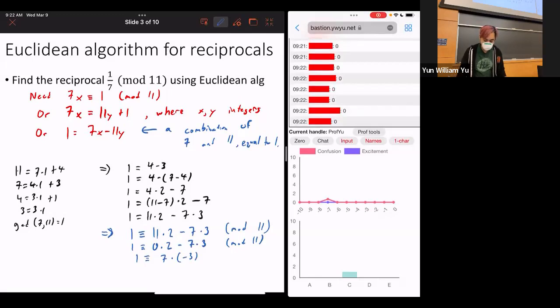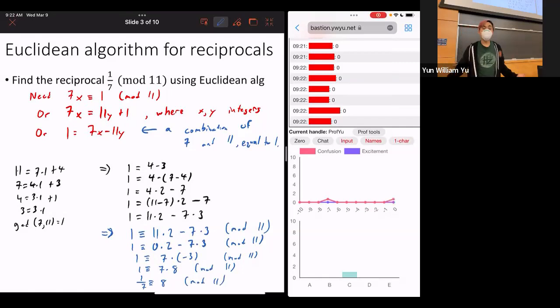And, well, what else do we know? What is minus 3? Well, minus 3 is just 8. So 1 is equivalent to 7 times 8, mod 11. Well, now we can conclude that 1 divided by 7 is equivalent to 8, mod 11.